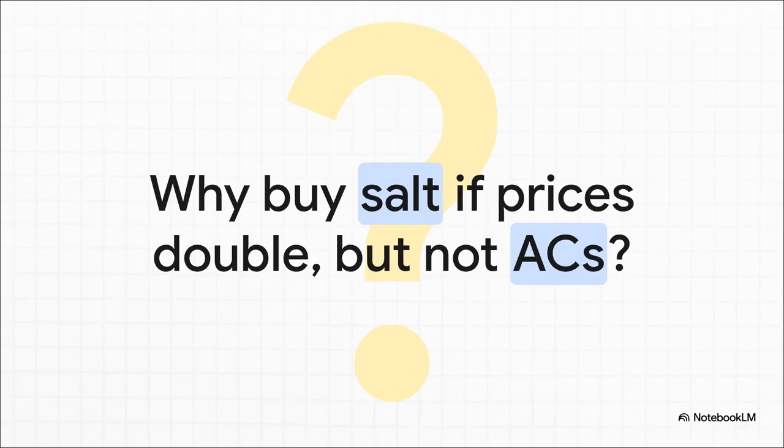Think about this for a second. Why is it that if the price of salt suddenly doubles, we still buy the exact same amount, but if the price of air conditioners jumps, we just stop buying them entirely? Why do some price hikes completely change our behavior instantly, while others don't even faze us at all?